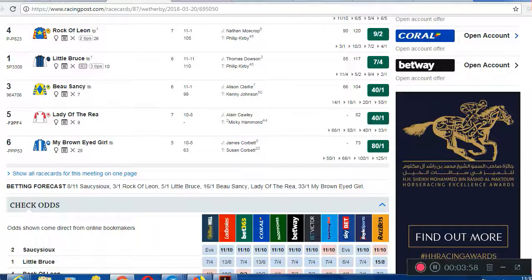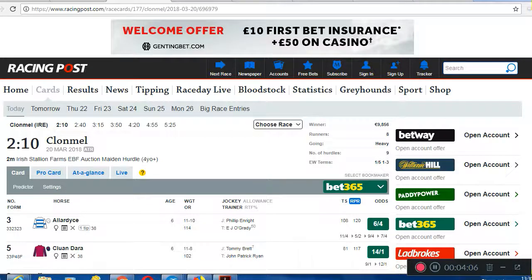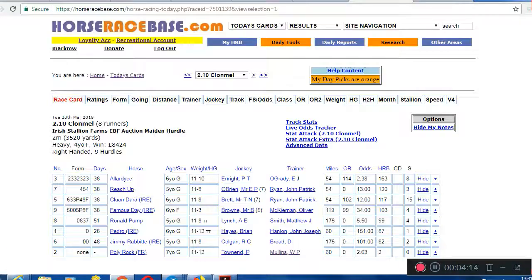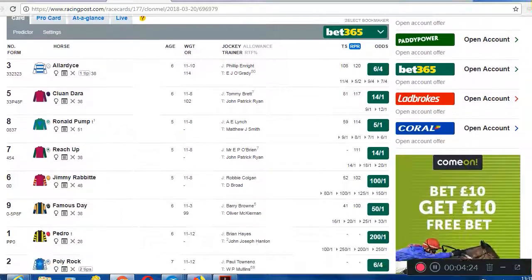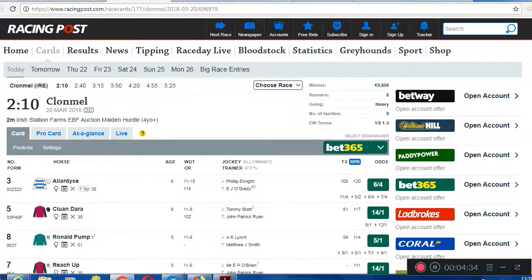So I'm just going to see if I can find another example. Yeah, so if we go to the 2:10 at Clonmel, look at Audiacre, it's got the highest RPR for the race. It's also top rated within the Horse Race Base ratings, and I should imagine it will be within the first three in betting. Yeah, so it's second within the betting forecast. So I would actually look at trading this horse.